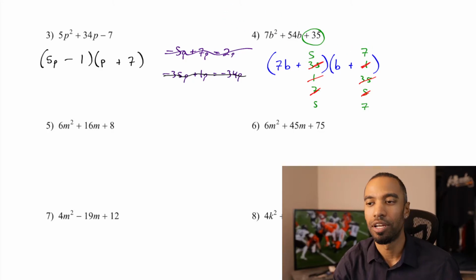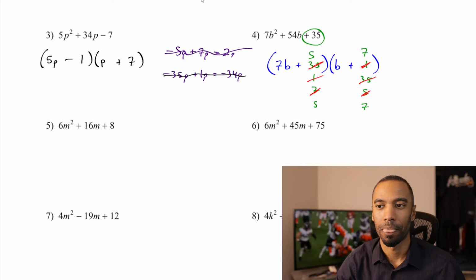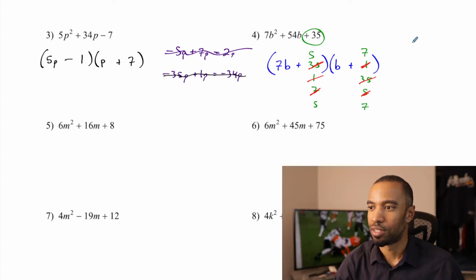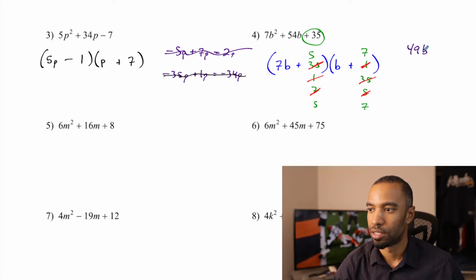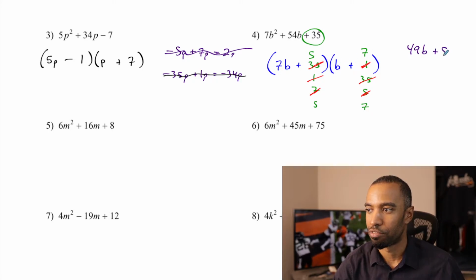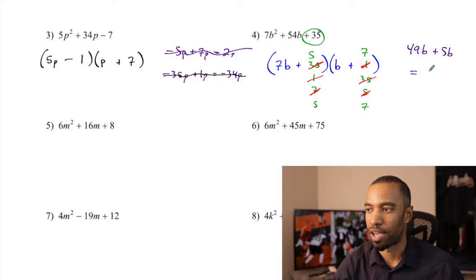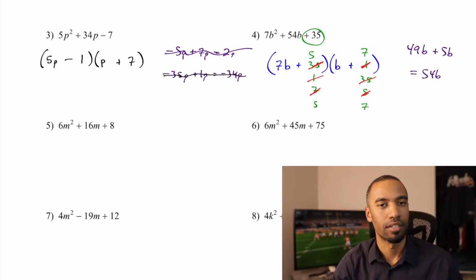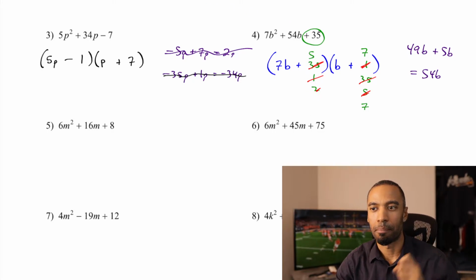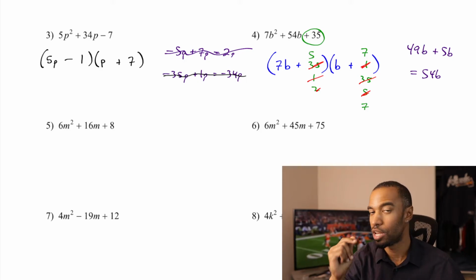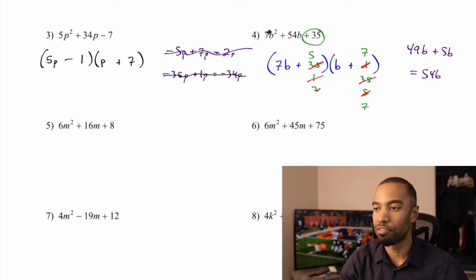Let's test it out. Let's see how that works. 7 times 7 is 49. 5 times 1 is 5. 49 plus 5 is 54. We got it. Now, all the stuff I said there is stuff that my mind does really fast. Not in an instant, but within a few seconds.